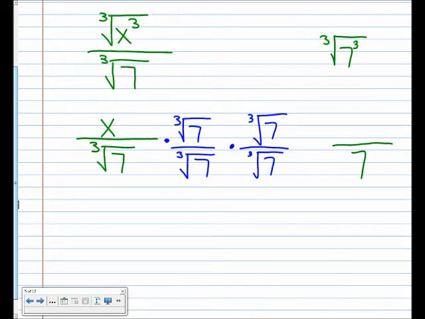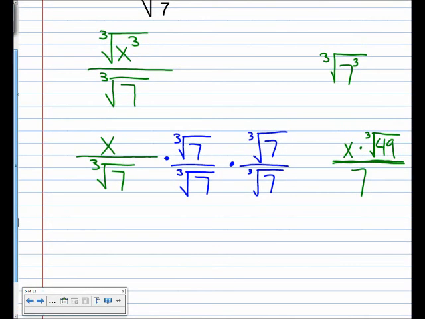If you're confused, whatever this index is, I need that many in the bottom. And so notice, in the top now, I still have x. Right? I still have x. But what's going to happen with these up here? What's 7 times 7? So I'm going to write times the cube root of 49. And that is simplified.